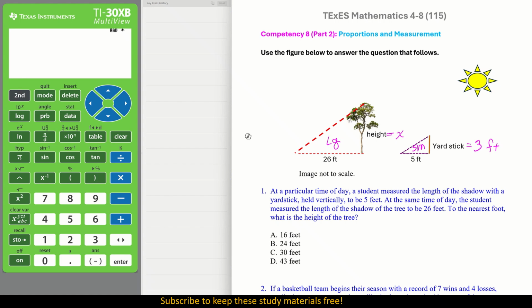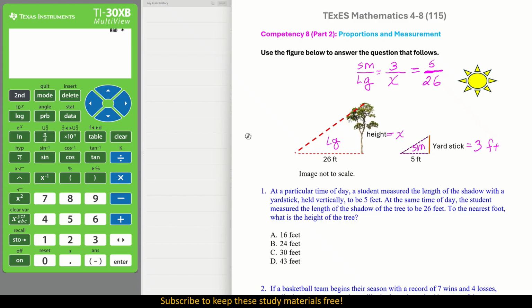So if I set up a proportion of the small over the large, then I have a process that I can use. I like to start with the height. So I'm going to say the small, that would be 3. The large, well, that's what I'm looking for, that's the tree. Then I go back to the small, and that base would be 5. And then I go back to the large, and that is 26.